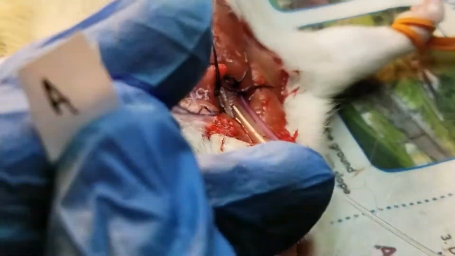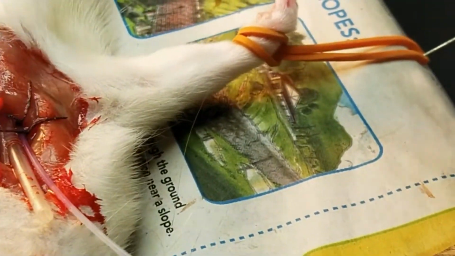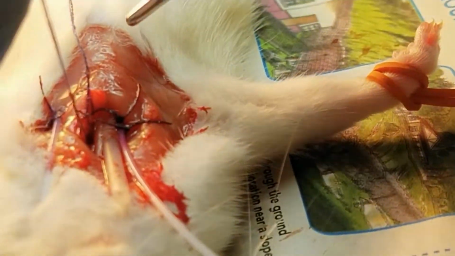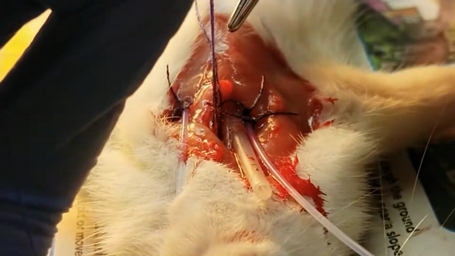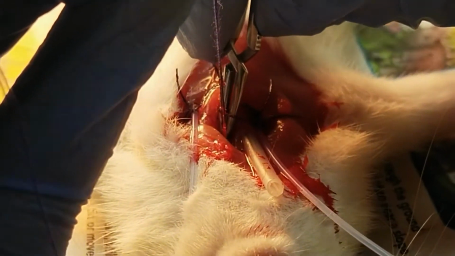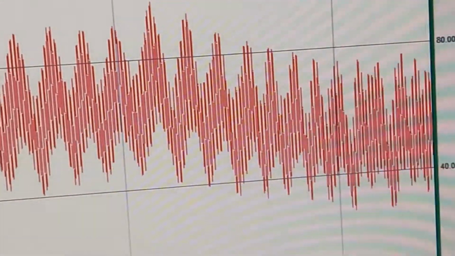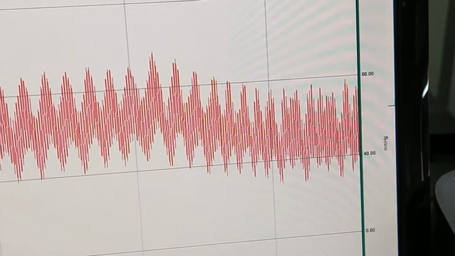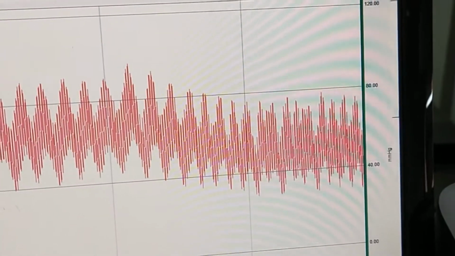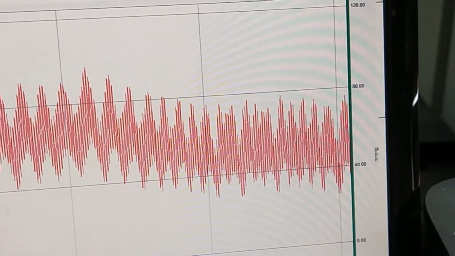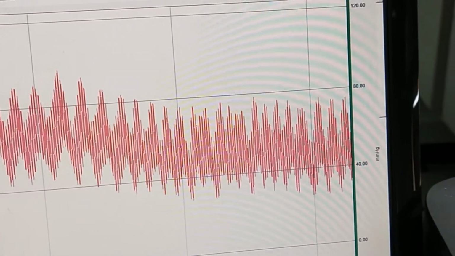Okay, so we're going to clamp the carotid artery. First you need to pull out the carotid artery from its place, and then we need to clamp the carotid artery like that, and from here we need to see the changes of the blood pressure. So you can see that the blood pressure starts to drop down. You can see the pattern here.